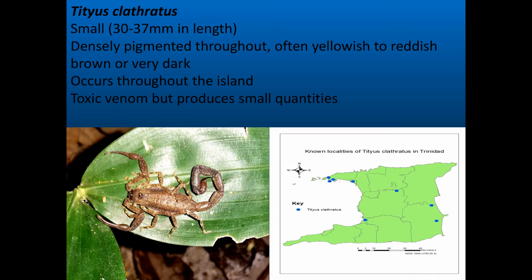Right? So here we have a Tityus clatratus. It's one of our smaller species. Right? As you can see, kind of densely pigmented. We have other things on top. It occurs throughout the island, so they're basically all over the place. And I think about the venom, they have toxic venom, but because they produce such small quantities, it's not really known to be harmful to vertebrates.